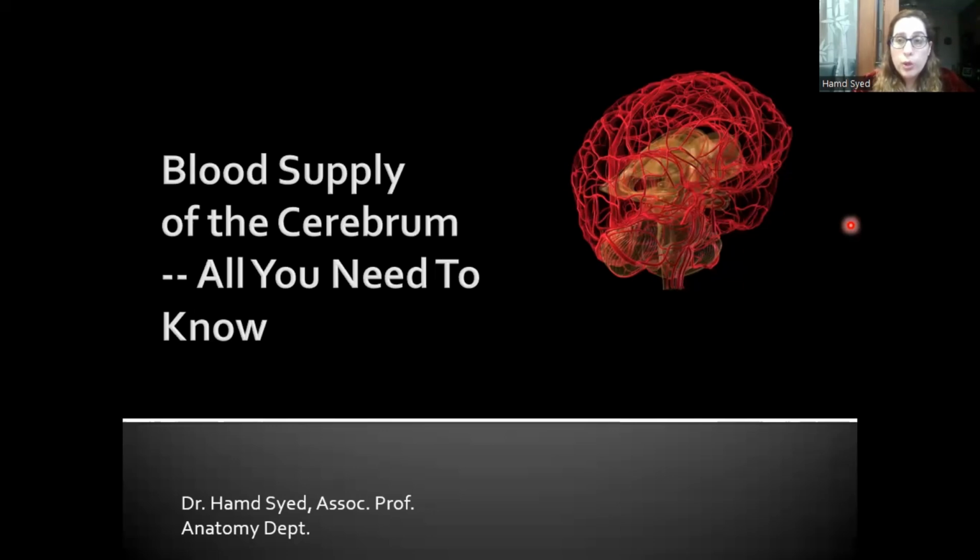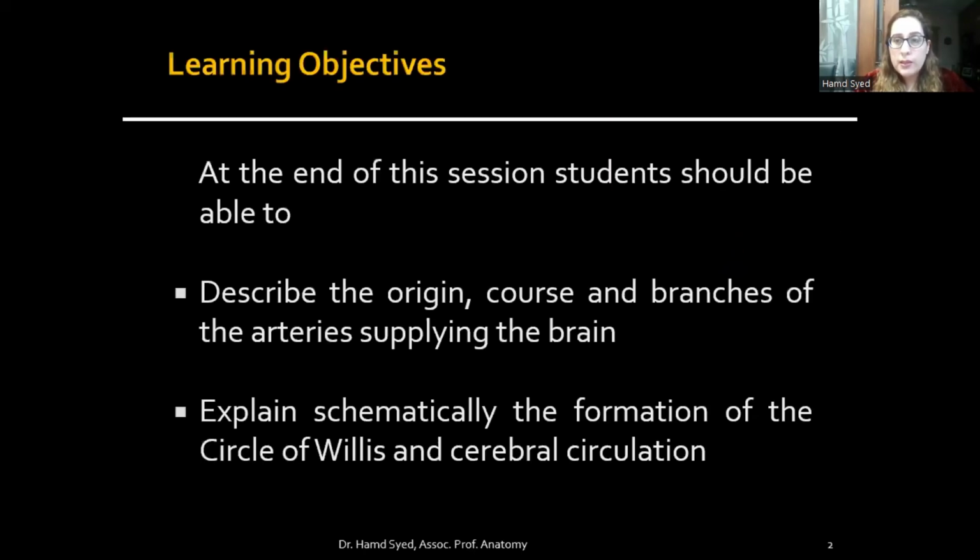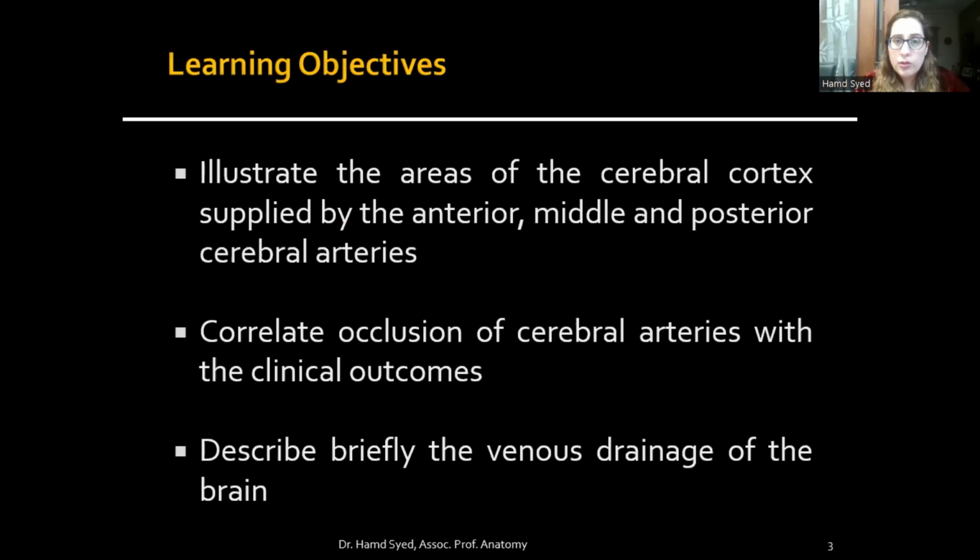So our learning objectives for today's session are that we are going to be discussing the origin, the course and branches of the main arteries which are supplying the brain. And we shall also be talking about the Circle of Willis and the cerebral circulation. And also we will focus on the areas which are supplied by the three main cerebral arteries, which are anterior, middle, and posterior cerebral arteries.